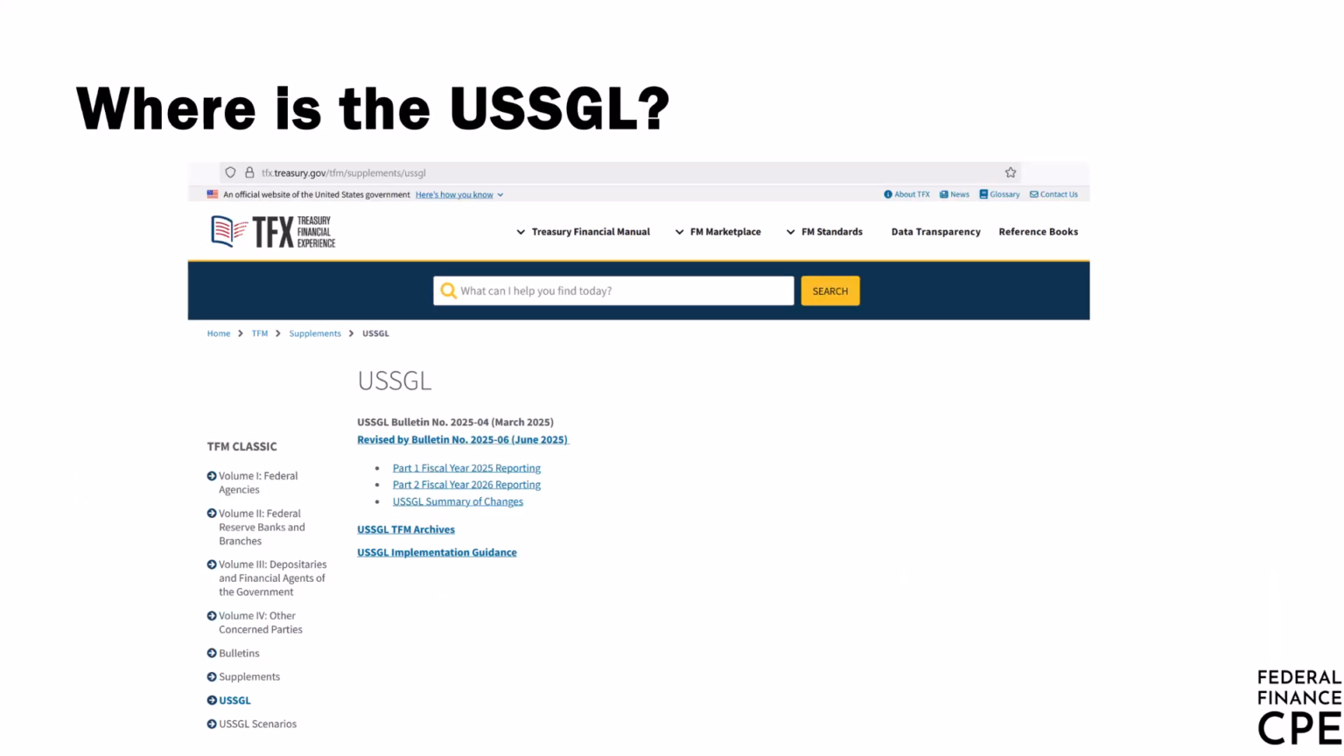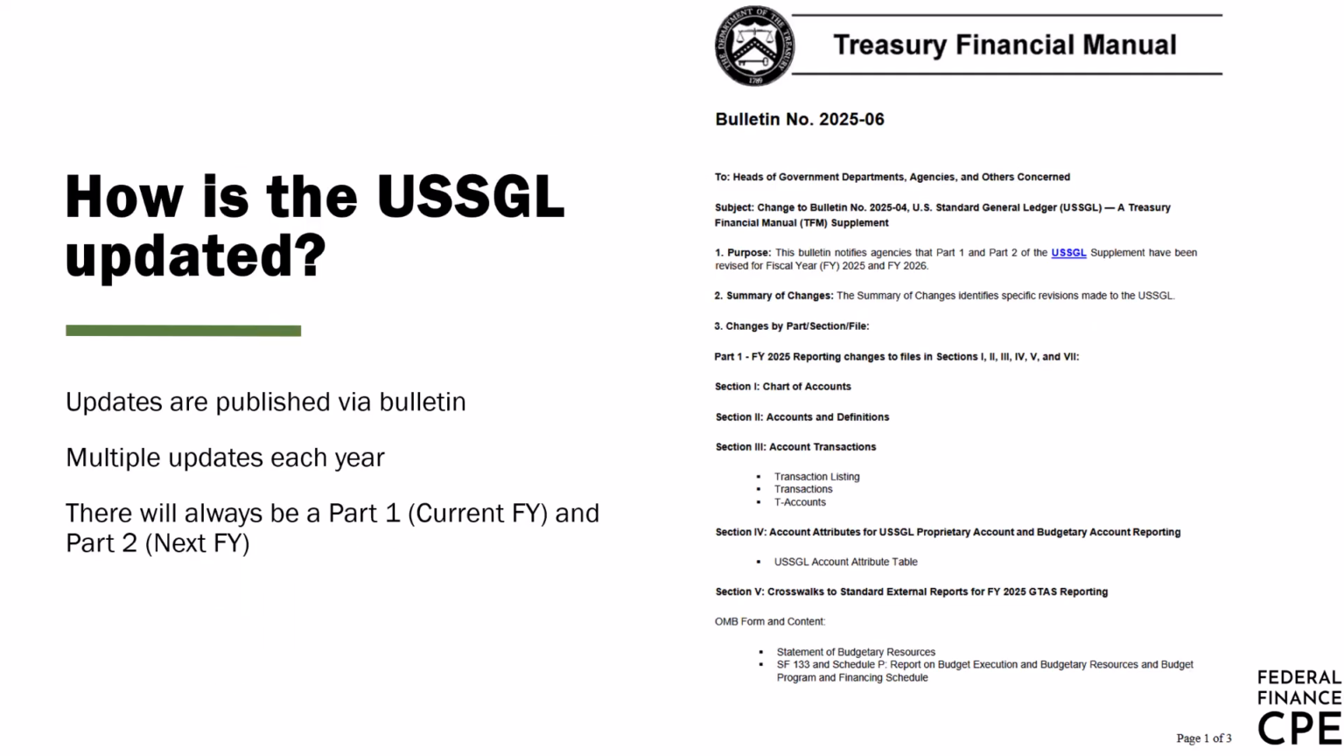So where can you find the USSGL? Well, if you go back to the TFM's website and add on to our previous web address, you have tfx.treasury.gov/TFM. Now we have /supplements/USSGL. And it will take you to the latest USSGL supplement. Which then, if you're curious, you might ask yourself, how is the USSGL updated? Well, at that website I just gave you is going to have the latest publication.